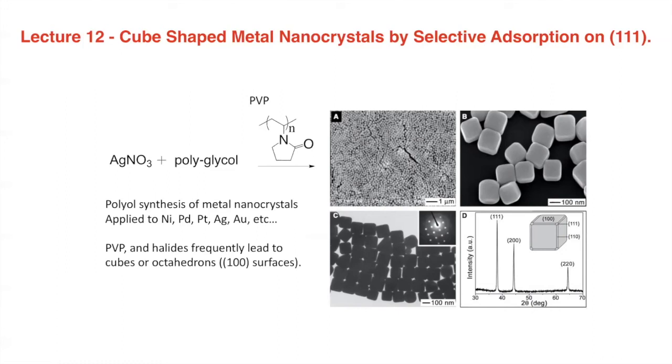You add it to the mix with the silver nitrate and the alcohol, you cook it up, and you get these wonderful cubes at the end. A cube shape like this for these sorts of close packed systems, the cube facets are the 100 facets, and the corners are 111, and so on.